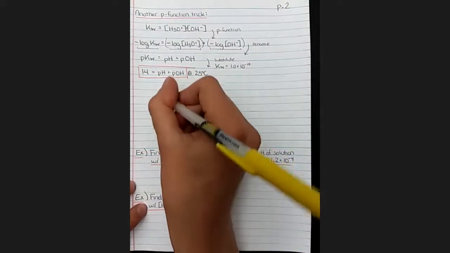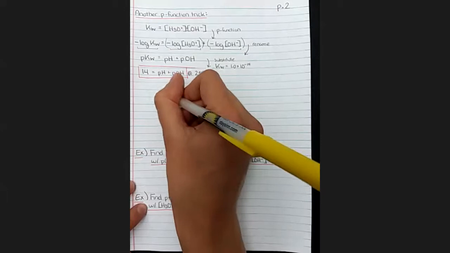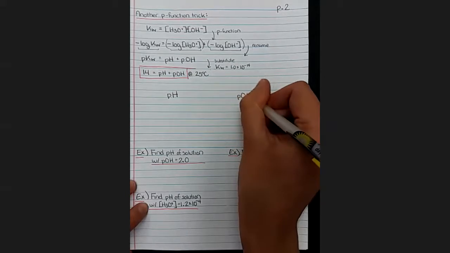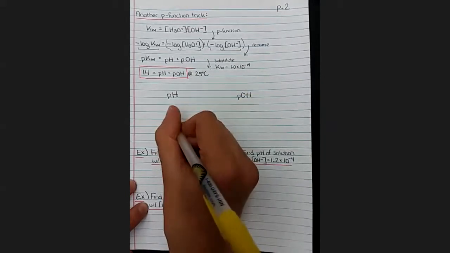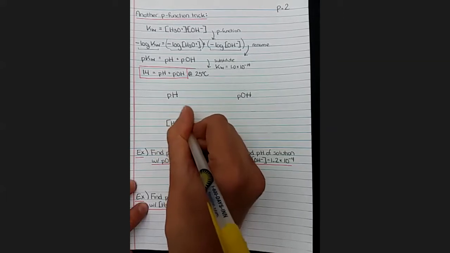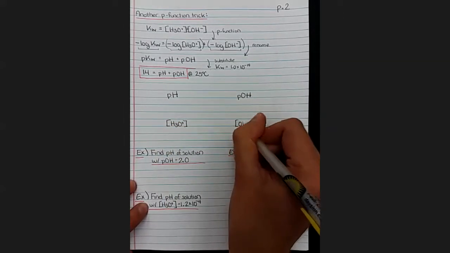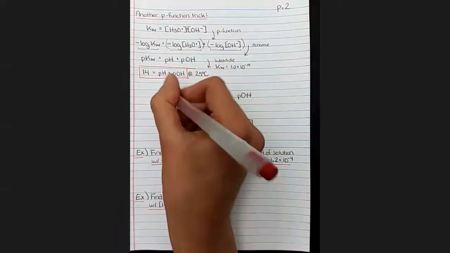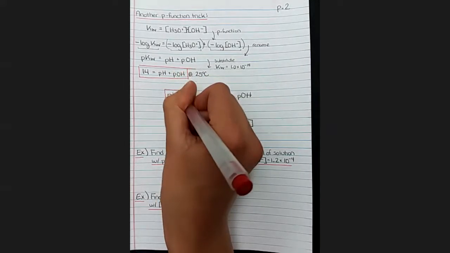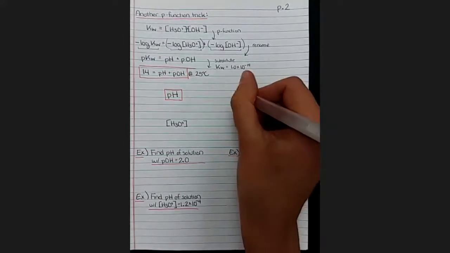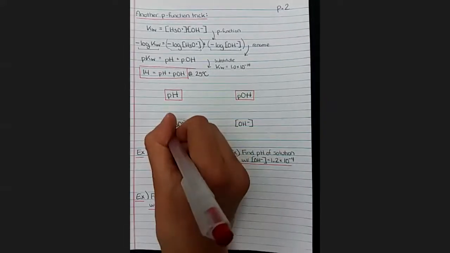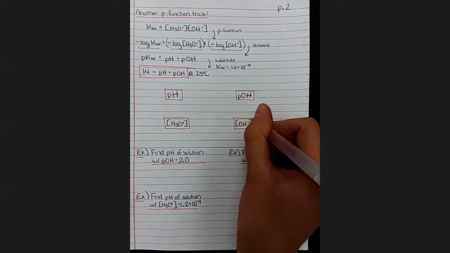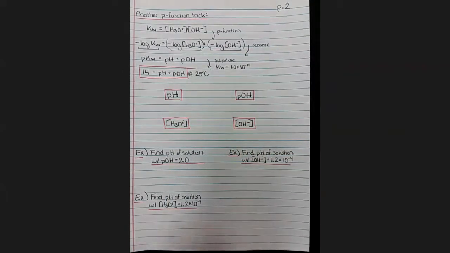So we are going to connect the pH, the POH, the concentration of hydronium, and the concentration of hydroxide, because those are all the different variables we can use to give us information about how acidic or basic a solution is. We could give you the information in any of those 4 forms, and you should be able to convert between them.